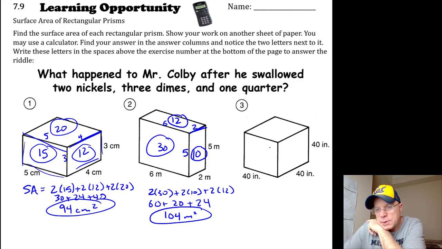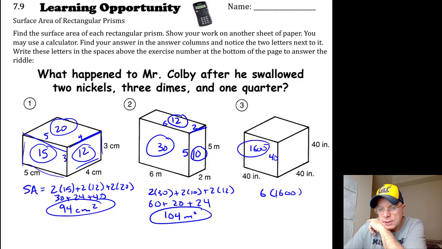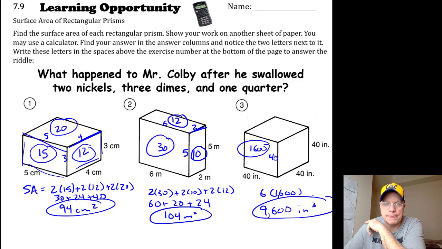Number 3 is a cube, so each face is 40 by 40, which is 1600. I don't need to do them in pairs because I have 6 faces that are 1600. All faces are congruent, so that's 9,600 inches squared.